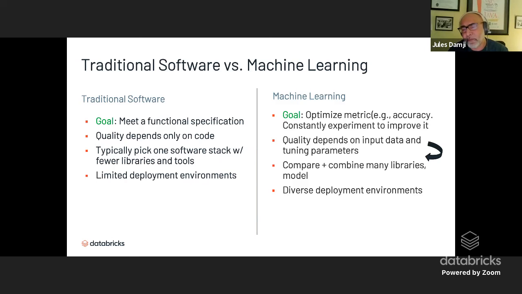Whereas if you compare that with machine learning, you actually want to compare and combine many libraries. In other words, you want the best of the libraries available today, the most recent ones, that actually address the business problem you're trying to solve, which, going back to number one, is the optimizer metric. And there are diverse environments in which you want to do that. So that's problem number one. The paradigm is different. Traditional software development is different from machine learning software.